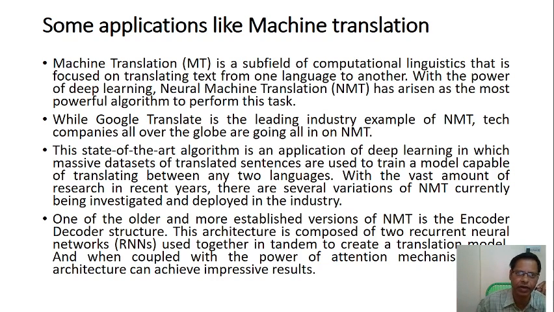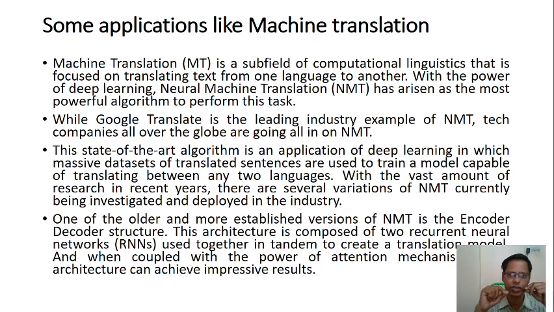Yes, when we are trying to find out the meaning of any word in the searching process of any language, from one language to another language, we can easily change the system. So when we are changing from language to language, or finding the word from different servers, machine learning is so much useful. With the power of deep learning, neural machine translation has arisen as the most powerful algorithm to perform this task.